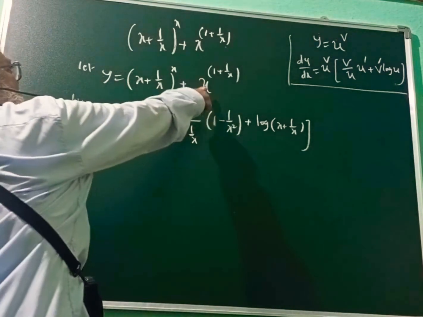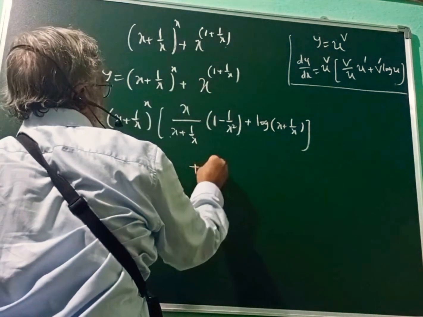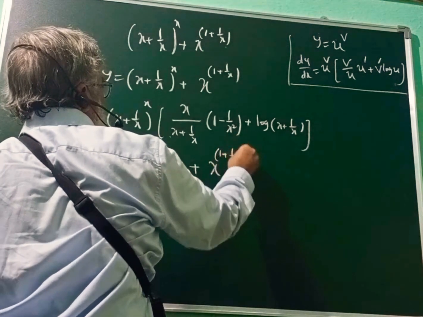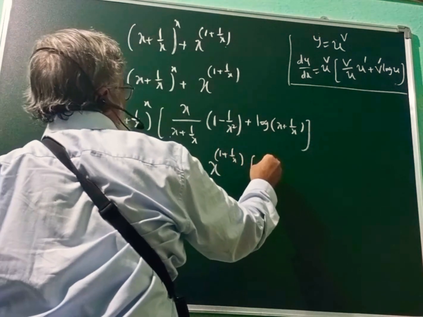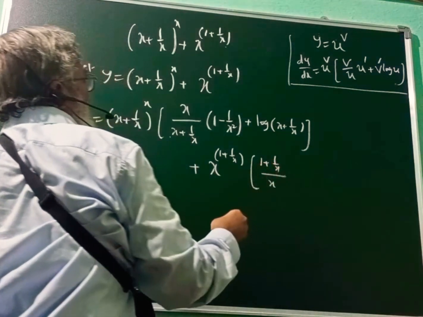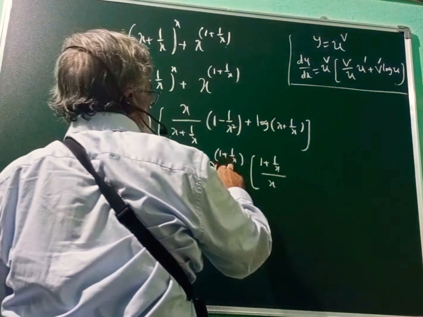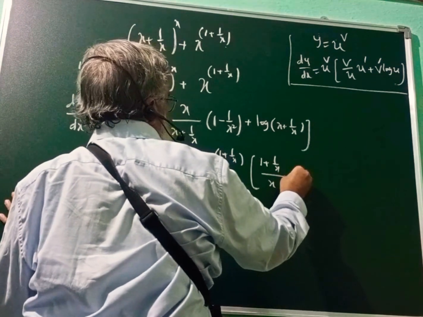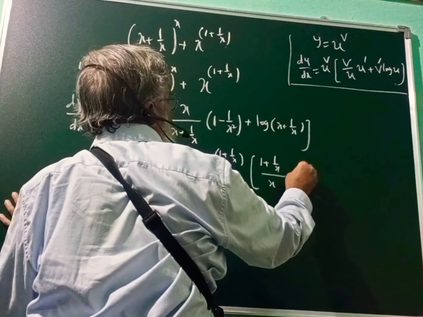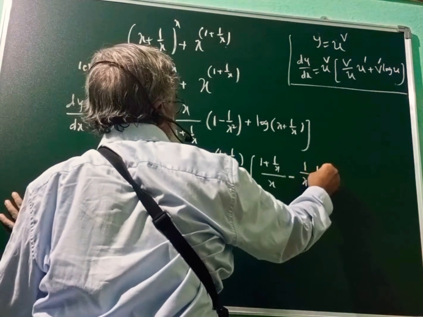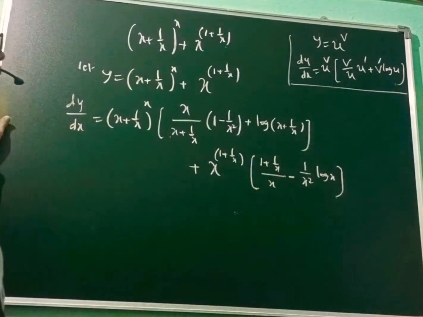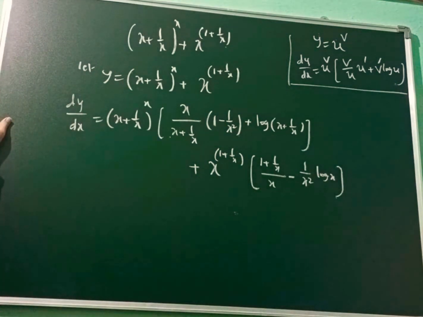Now the derivative of the second function, plus we can write x into 1 by x, into here v by u, 1 plus 1 by x divided by x, and here plus the derivative of this, that is given by 1 is 0, 1 by x is minus 1 by x square, into log of x here. The only thing left is to simplify.